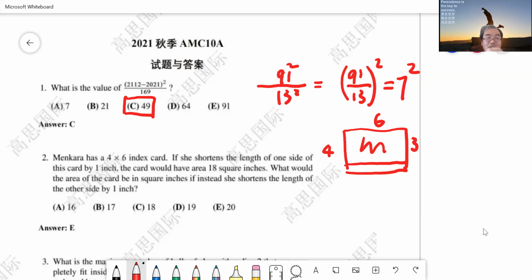So instead, the question is, what would be the area in square inches if, instead, she shortened the other side? So basically shortening the length, that's going to become 6, become 5. So this will still be 4, right? Then 4 by 5, answer is 20.